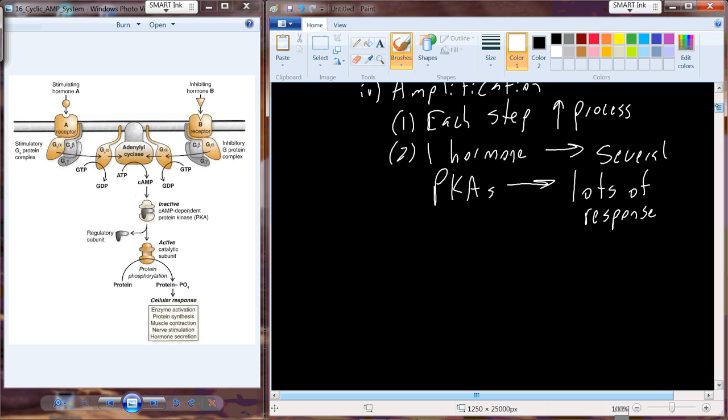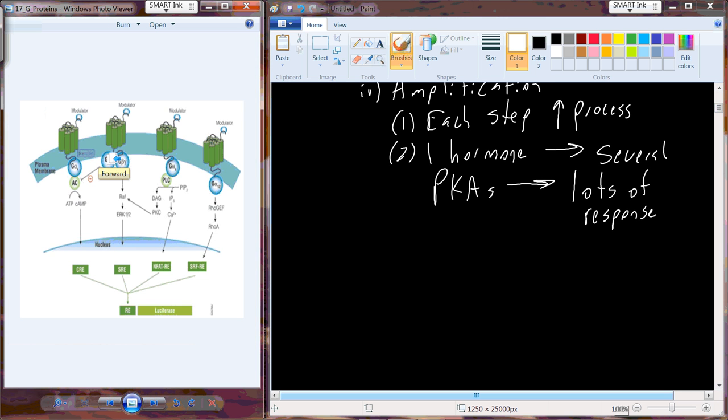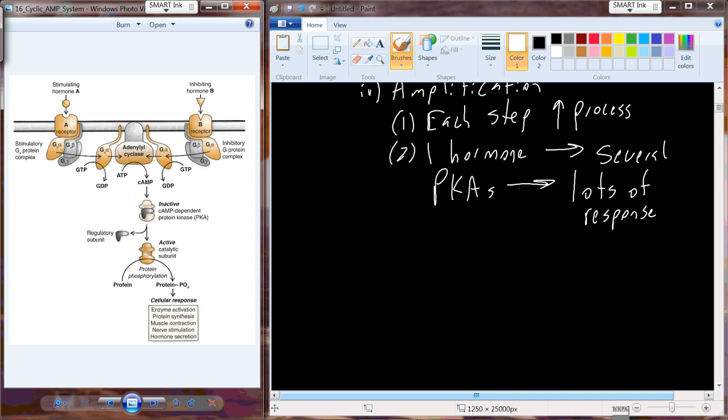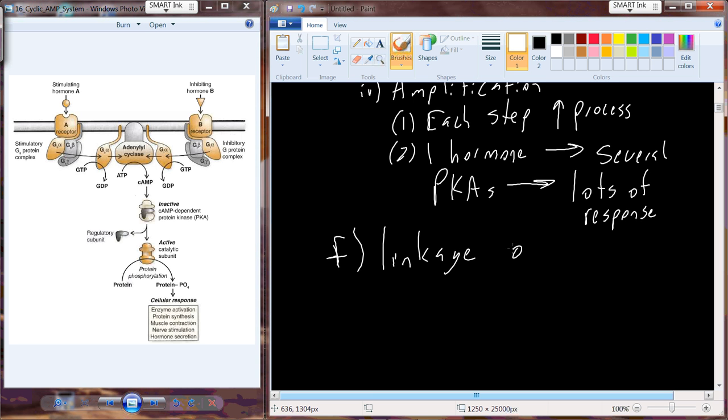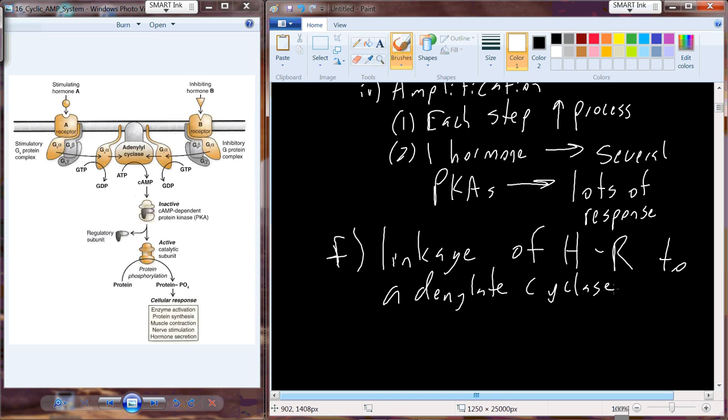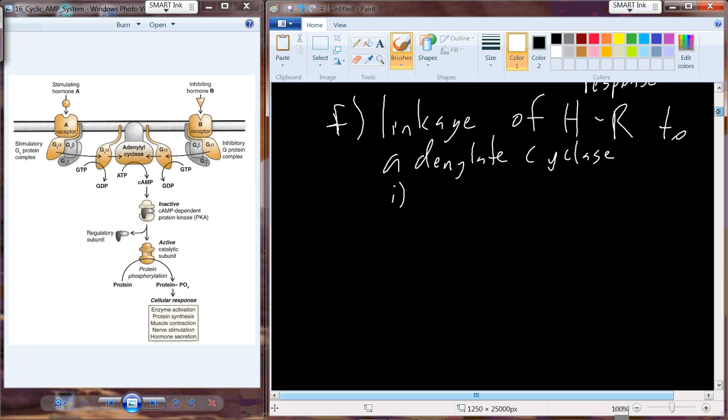Now, I do want to talk a little bit more about what's going on in this part of the pathway. How do we go from the hormone to activation of the enzyme adenylate cyclase? The abbreviation HR there is the hormone receptor. So how do we create the hormone receptor complex and link that to the function of adenylate cyclase? It's all centered around the activity of the G protein linked to this particular receptor. So this hormone receptor is a G protein linked receptor.